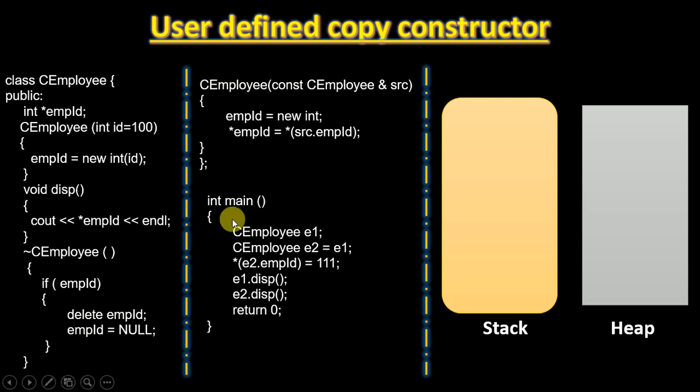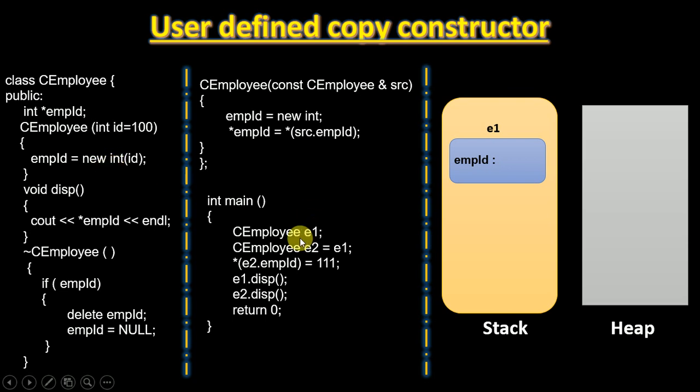The first line in main, I am executing CEmployee e1. When I say this, what will happen? First, memory will be allocated for e1 in the stack segment, which has a pointer attribute called emp id. Once the memory allocation is done in the stack memory, the constructor will be called. This constructor will take the id value as 100 because we are not passing any values here. Now, emp id equals new int of id.